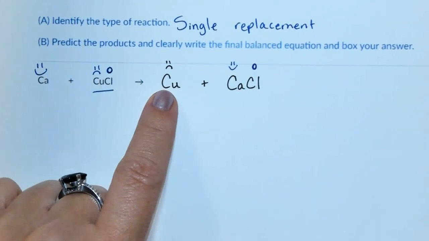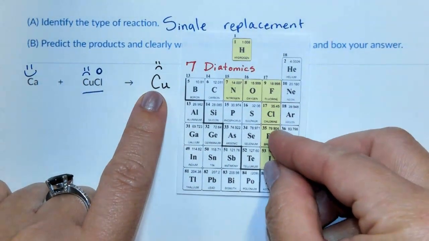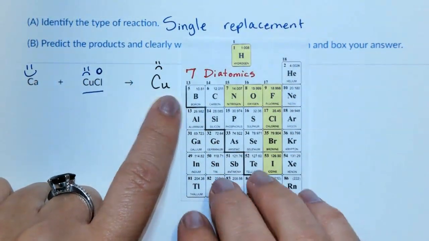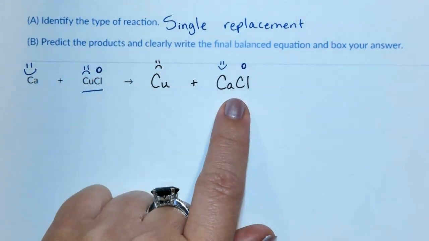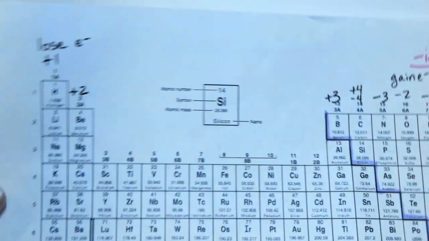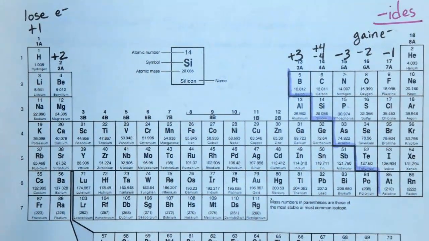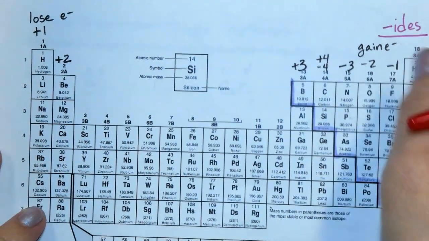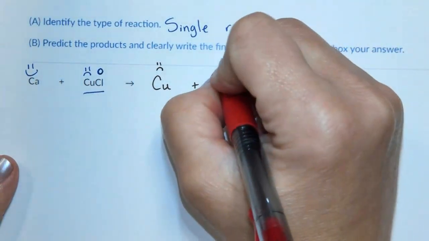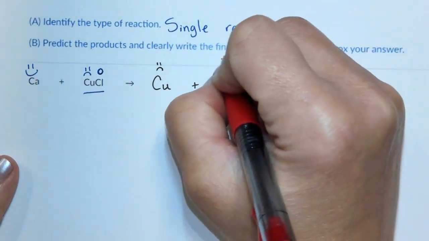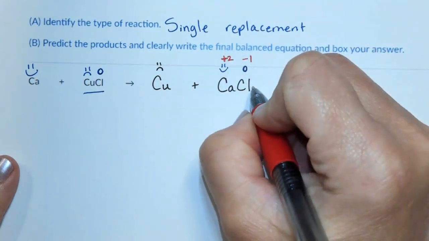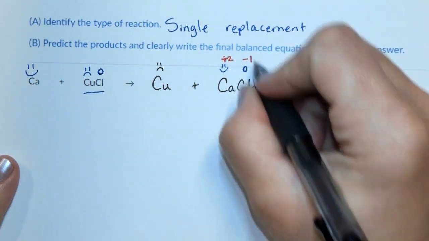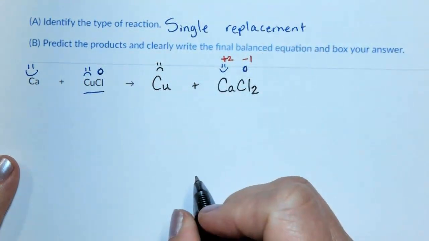Now, when you have a single element form as a product, you have to ask, is it one of the 7 diatomics? And it's not one of the 7 diatomics, so it does not need a little 2 next to it. Anytime you form a compound, we have to balance the charges. The charge of calcium is a +2, and the charge of chloride is a -1. So because this is a +2 versus -1, we're going to need 2 chlorides, because 2 times 1 is going to be -2, which will balance with that +2.